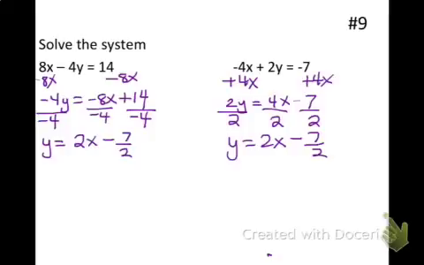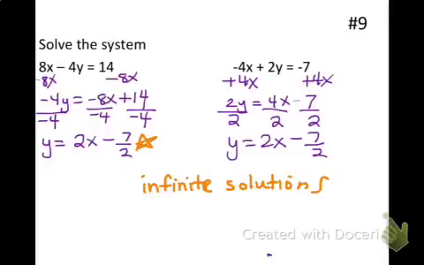They're the same. This is what we call collinear, okay? They're actually the same line. So what's going to happen is you're going to have infinite solutions. In other words, anything that works for this is going to work for this. Why? Because they're the same line.